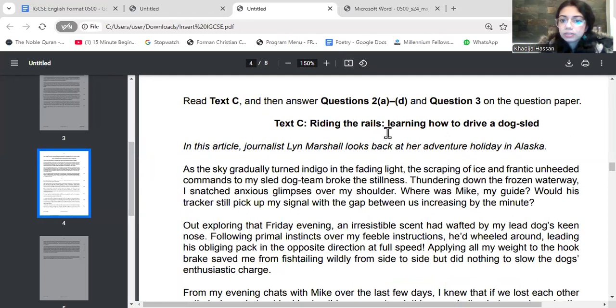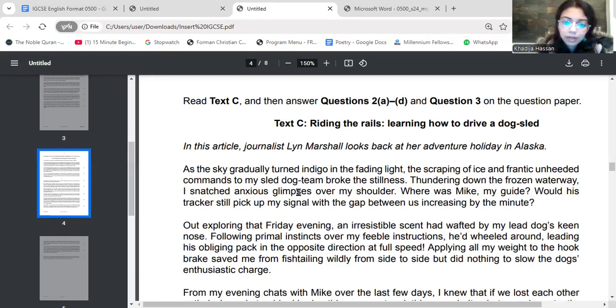Writing the rails, learning how to drive a dog sled. In this article, journalist Lynn Marshall looks back at her adventure holiday in Alaska. As the sky gradually turned indigo in the fading light, scraping of ice and frantic, unheeded commands to my sled dog team broke the stillness. Thundering down the frozen waterway, I snatched anxious glimpses over my shoulder. Where was Mike, my guide? Would his tracker still pick up my signal with the gap between us increasing by the minute?